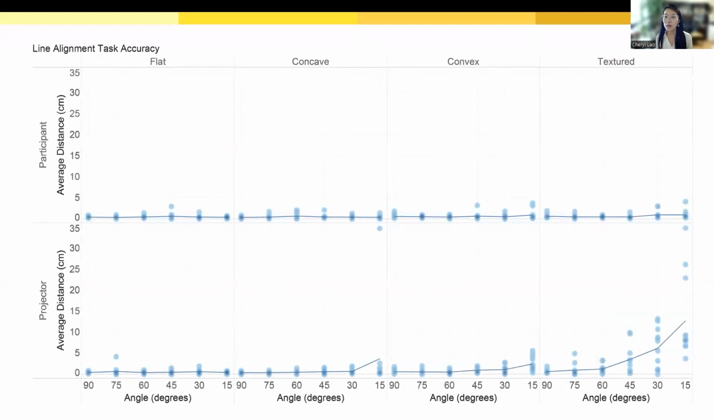Now, the accuracy for the symbol recognition task was 100% for all participants, so I'm just going to skip to the line alignment task accuracy. In this graph, you can see how putting the projector at an oblique angle had a much larger effect on performance than moving the participant. Once again, we're seeing an increase in inaccuracy as the angle gets smaller. And this is very pronounced on the textured wall, probably because the texture on that surface warps the lines much more than any other surface in this experiment.